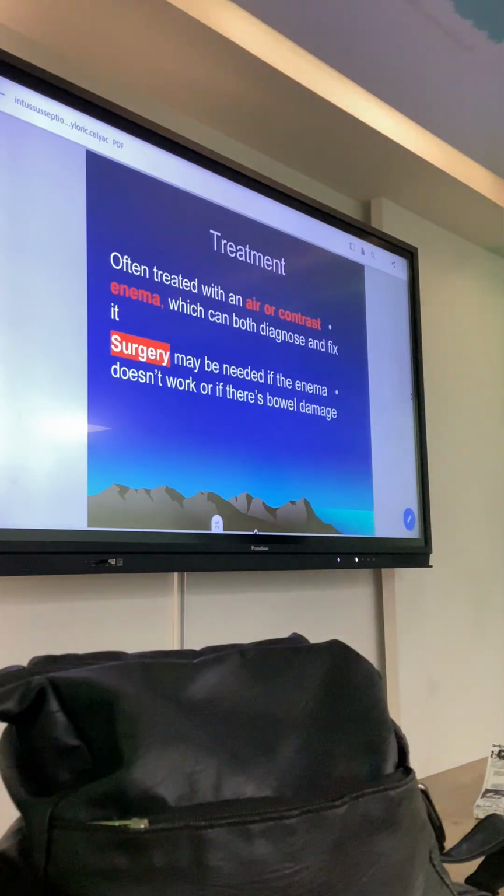What happened? Because it goes out, okay? This part that had gone in comes out by pushing the air in the enema. In radiology, the doctors push the air from the rectum into the intestine and let it come out, and treatment at the first is air or contrast enema.